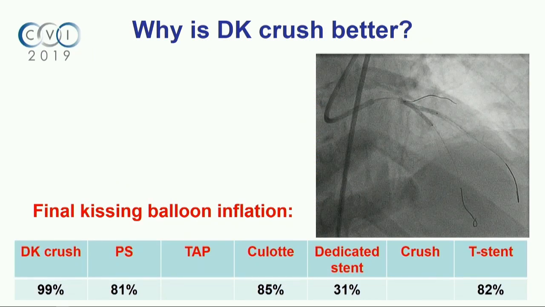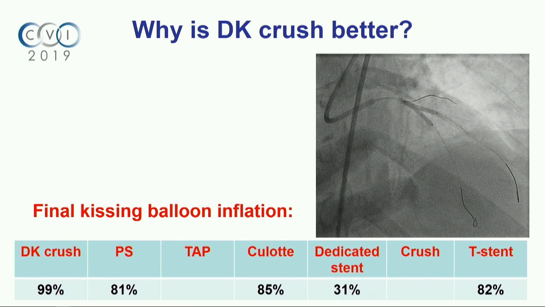Why does DK crush give you better outcomes? And there are many potential reasons, but in my mind, it comes down to one thing, which is how often can you actually do a final kissing balloon inflation? This is a critical step for actually expanding the stent struts, both in the main vessel and the side branch. If you cannot do that, you have underexpanded struts, you have struts that are not in the right spot, and your risk for stenosis and stent thrombosis is going to go up. So with DK crush, it's nearly 100%.